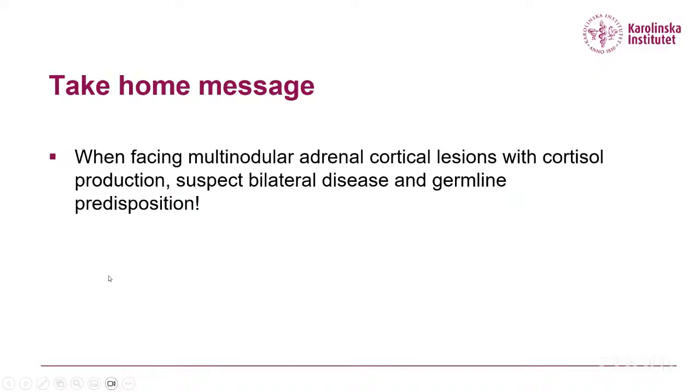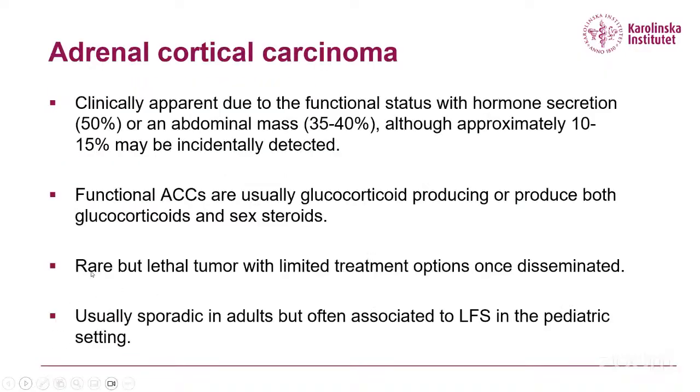So again, my take-home message for the adrenocortical nodules with cortisol production, when you face them in the clinic: always suspect bilateral disease and always suspect germline predisposition. And you can't go wrong from there, basically.